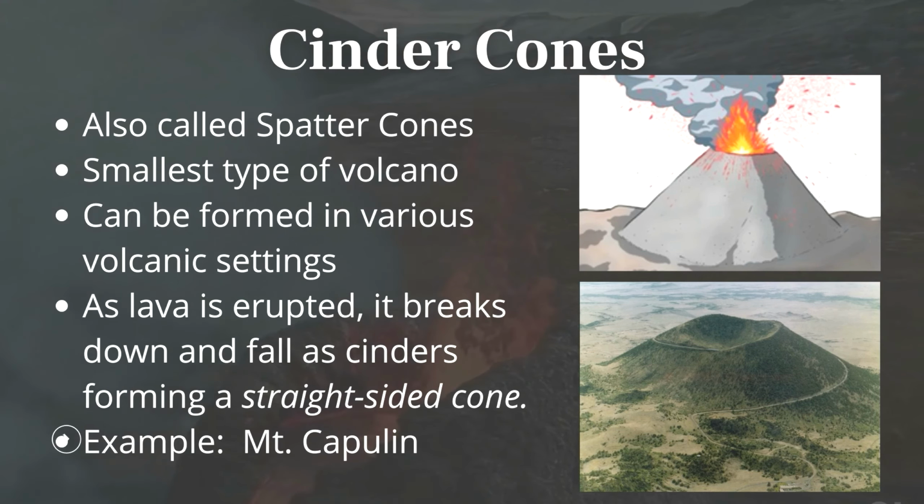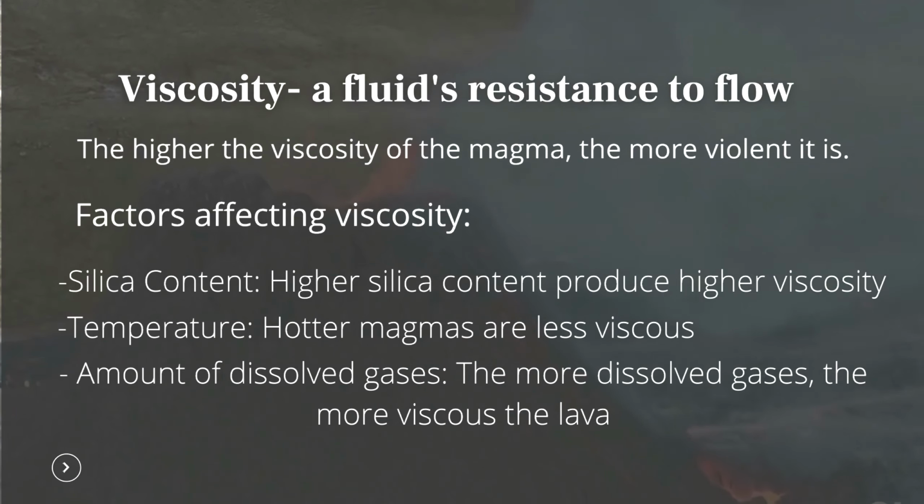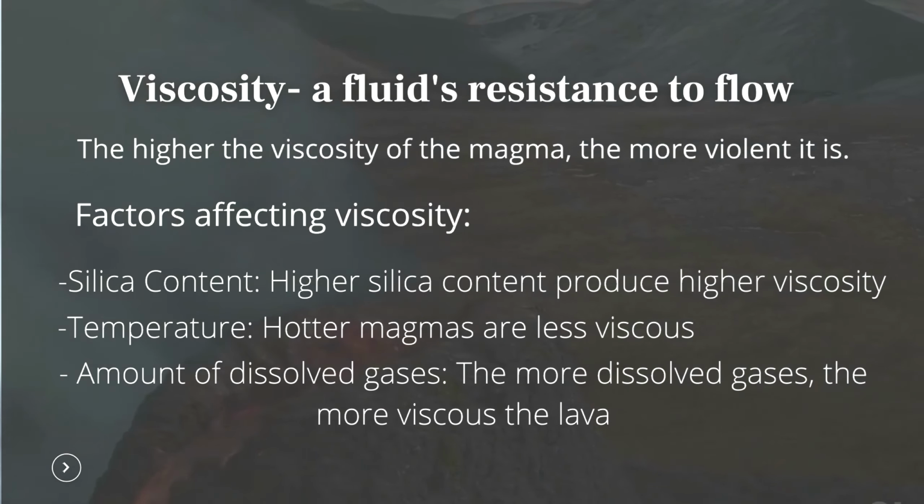Let's go to the factors influencing the violence or explosiveness of volcanic eruptions. Viscosity is the fluid's resistance to flow. The higher the viscosity of the magma, the more violent it is. Factors affecting viscosity. Silica content: higher silica content produces higher viscosity. Temperature: hotter magmas are less viscous. Amount of dissolved gases: the more dissolved gases, the more viscous the lava.